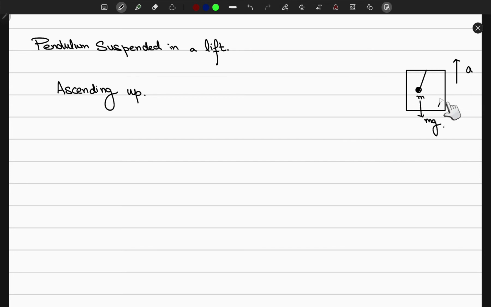Now suppose you have a pendulum suspended in a lift or an elevator, then you would have two cases. One is if you have a pendulum suspended in this lift which is moving upwards, or ascending upwards with the acceleration a, then note that this acceleration a should be uniform or constant. Then the time period is defined as 2 pi square root of L over g plus a. So everything remains the same except you add this acceleration a to this g.